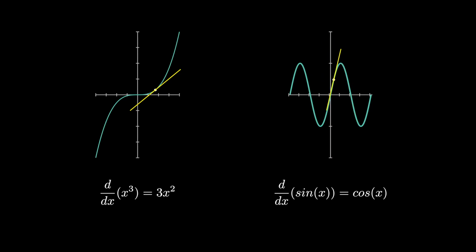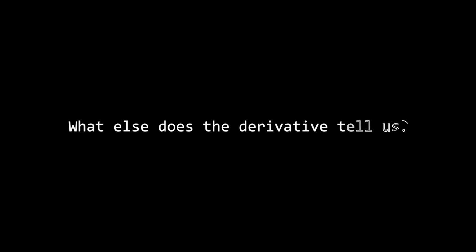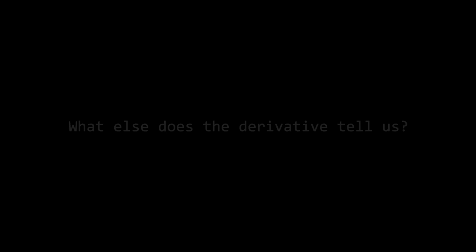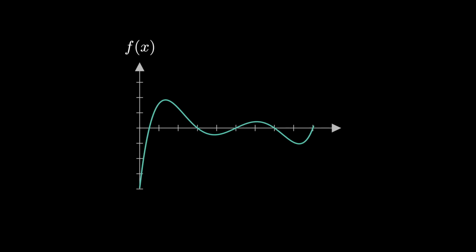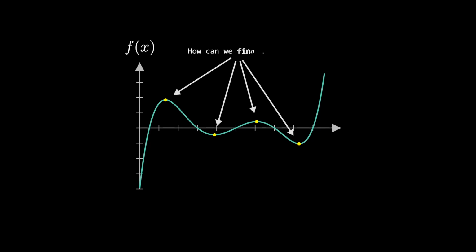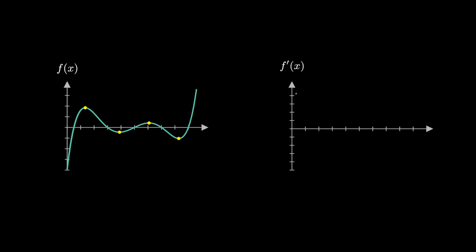But you should start really asking what these tangent lines actually tell us. So take a look at a function f like this, and look at where the local extrema occur. Now ask yourself how we can find them. Now let's compare this with f prime, the derivative of this graph, and notice that every time the function hits an extrema, the derivative hits 0.